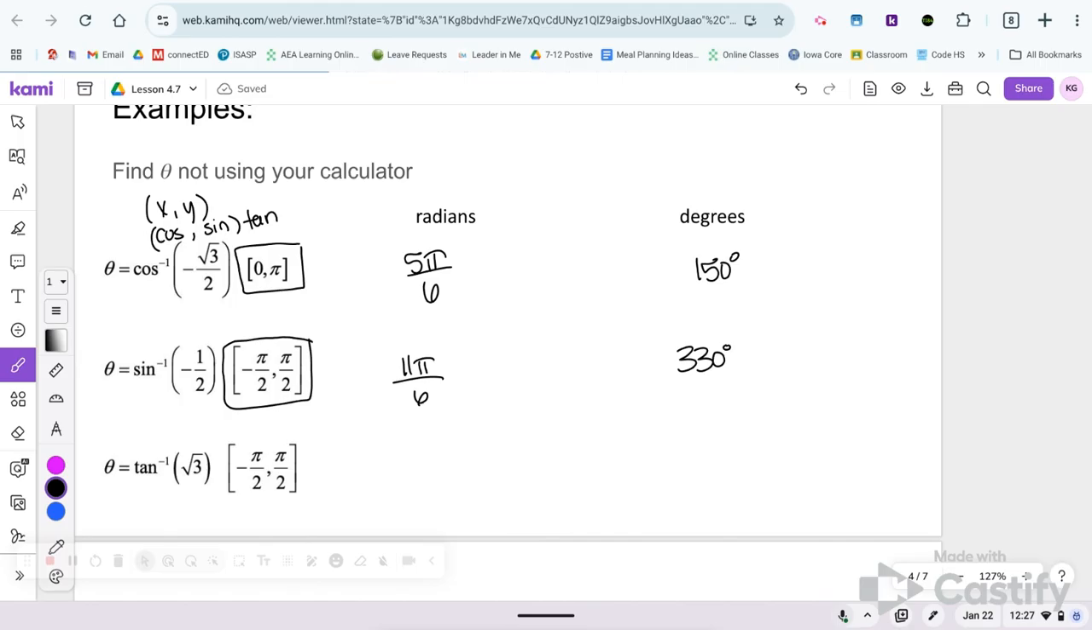Last one is, where's the tangent the square root of 3, positive, on, again, this right side of the unit circle. And I think I only see it at pi over 3, or 60 degrees.